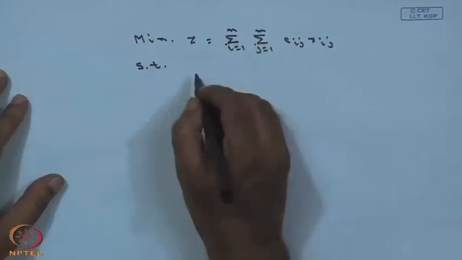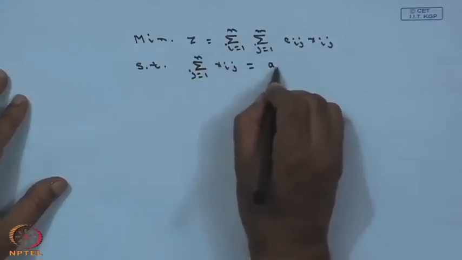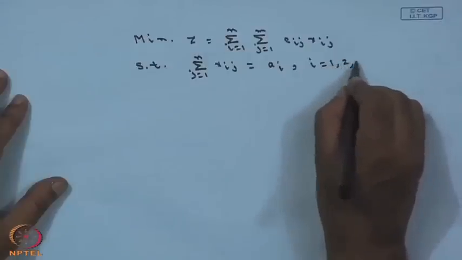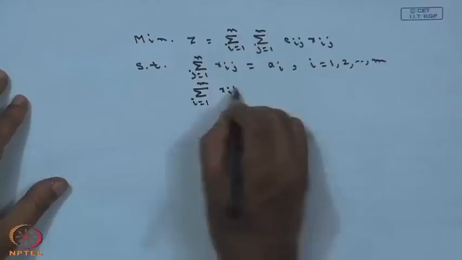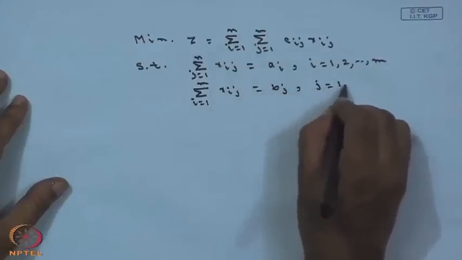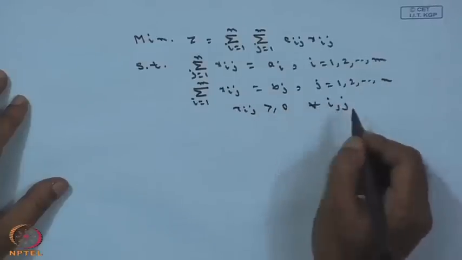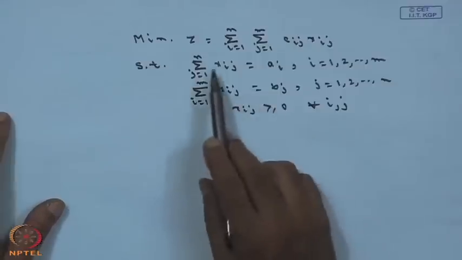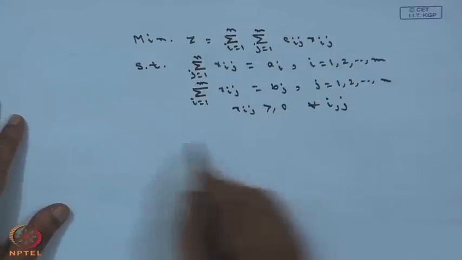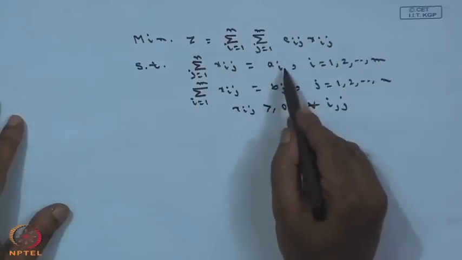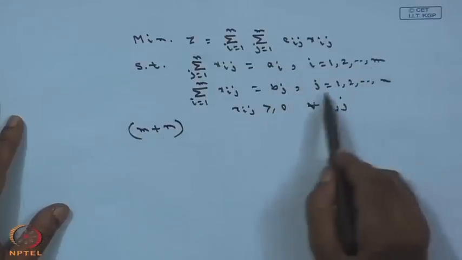What are the restrictions? Subject to summation over j equals 1 to n, x_ij equals a_i, where i varies from 1 to m, and summation over i equals 1 to m, x_ij equals b_j, where j varies from 1 to n, and x_ij is greater than or equal to 0. So, mathematically the transportation problem can be described this way: minimize z equals summation i equals 1 to n, j equals 1 to m, c_ij x_ij, subject to these two equality constraints. The number of constraints is m plus n, with i varying from 1 to m and j varying from 1 to n.